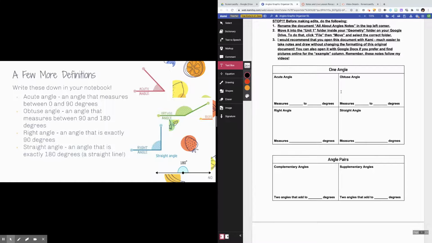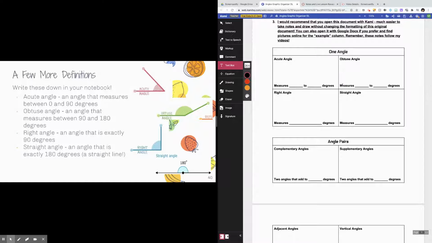So this video is all about angles. There are 4 different types of just straight angles, like one angle by itself, right? We're going to talk about those first, and then there's some properties and different types of angle pairs, meaning 2 angles together. But let's talk about the single angles first. You have probably heard a lot of these terms before.